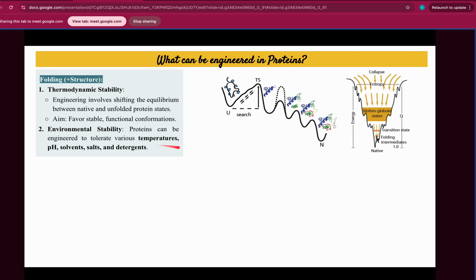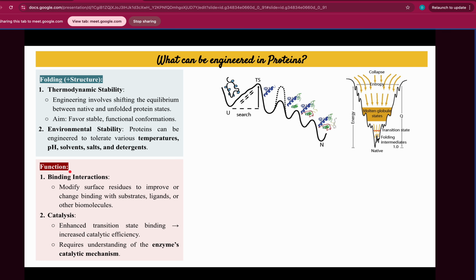So environmental stability means we design a protein in such a way that it can tolerate different temperature conditions, different pH conditions, and it can be stable in different solvents, salts and detergents. So mostly this kind of engineering is done to make certain crops or certain plants stable at different conditions, so that we can increase their yield.